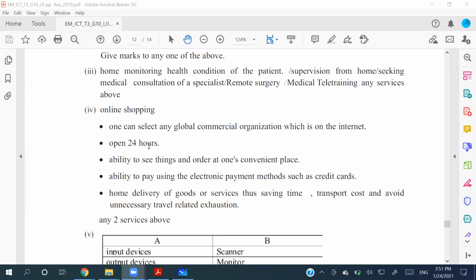Right. So in online shopping, one can select any global commercial organization which is on the internet, open 24 hours, ability to see things and order at a convenient place, ability to pay using electronic payment methods like credit cards or debit cards, home delivery of goods and services which saves time and transport cost, and avoids unnecessary travel-related exhaustion. So any two benefits that you have written as your answers, 2 marks, 1 for each.